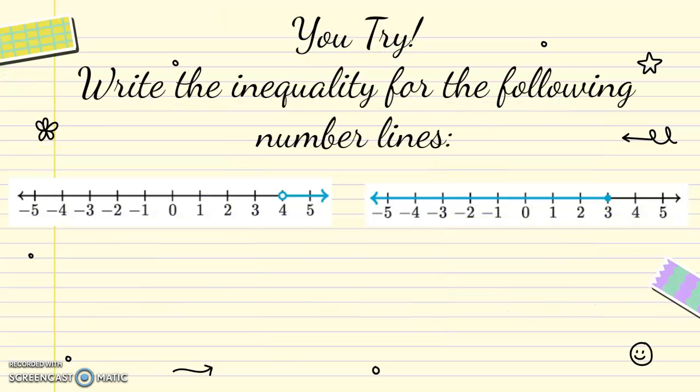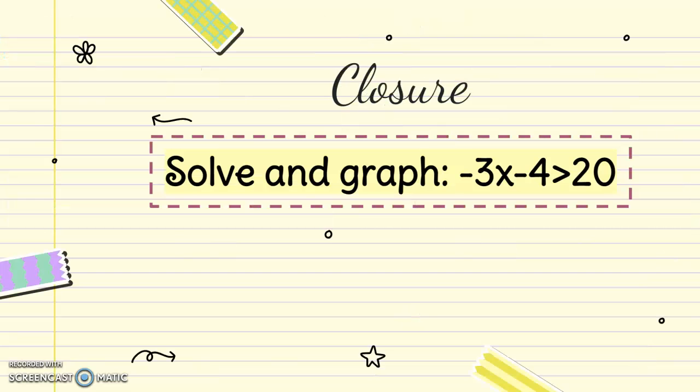This time, write the inequality for each of the number lines. Pause and write these in your notebook. And then when you have your answers, hit play and you can see the answers. Finally, here's your closure. Try it by yourself, see how you do.